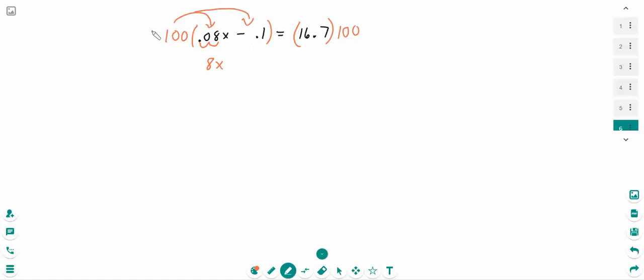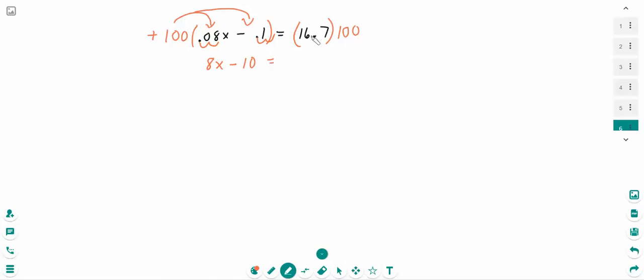This is a negative. This is a positive. Positive times a negative is going to give us a negative, right? Then we have the 100 times 0.1. Well, we need to move that decimal point twice. So once, twice, it's going to be a 10. You follow me? All right.